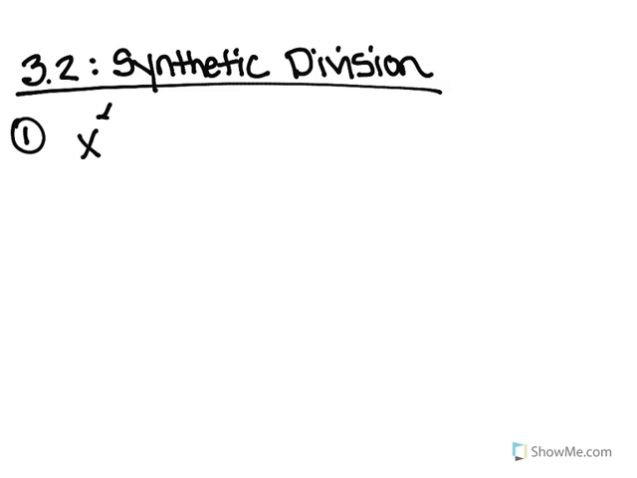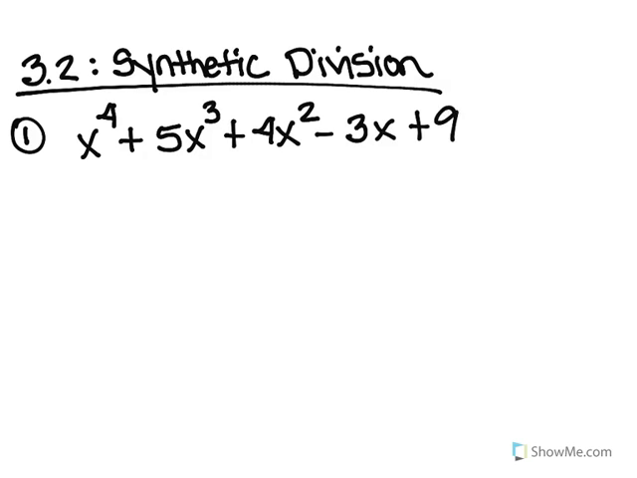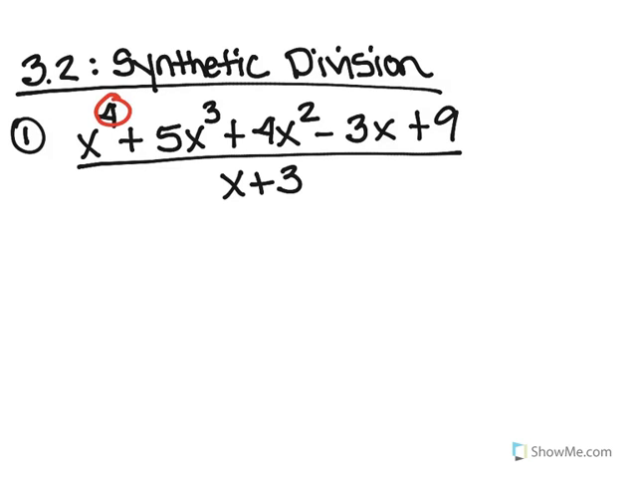If you were to have x to the fourth plus 5x to the third plus 4x squared minus 3x plus 9 divided by x plus 3. Now, I want to know if x plus 3 is one of the factors of this top polynomial. Now, you might say, wow, that's a long polynomial, but it's a fourth degree, and I'm going to circle that. Fourth degree meaning that there are 4 answers.